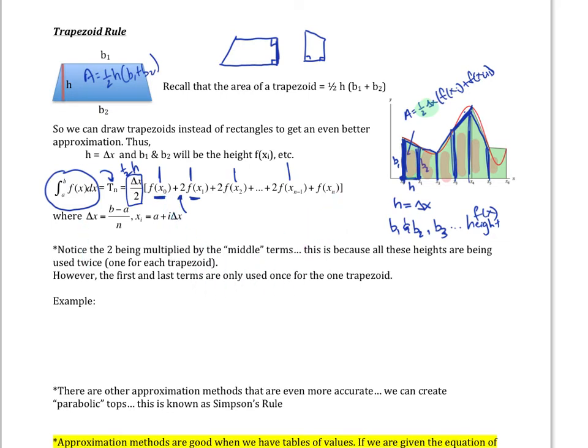This is a common mistake: you forget to put 2's, or you put a 2 on this one also and a 2 on that one. Don't do that. The 2's go just in the middle ones. There's 1 on the end, 1 on the end, and this is delta x over 2. And delta x is the same thing, b minus a over n, and x sub i is a plus i delta x. Notice the 2 being multiplied by the middle terms is because all these heights are being used twice, once for each trapezoid. However, the first and last terms are only used once.